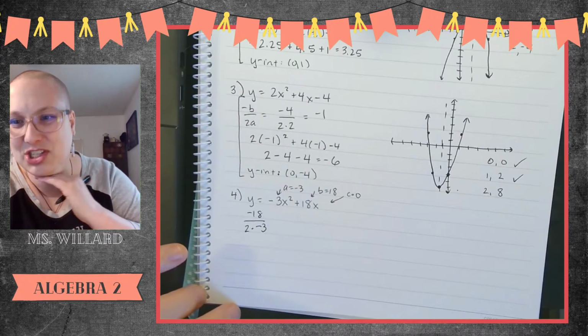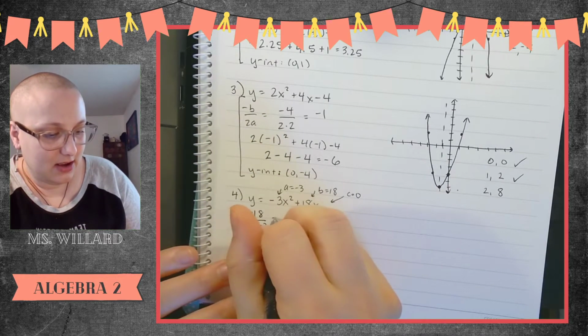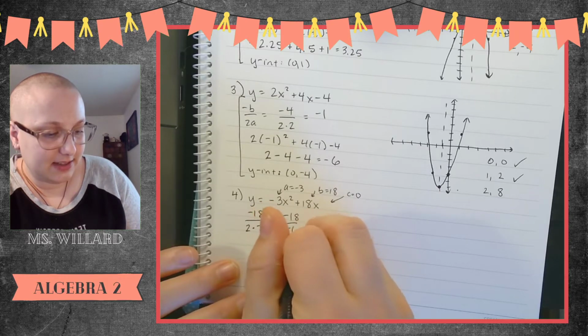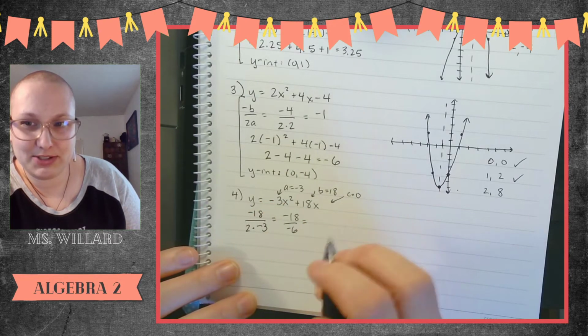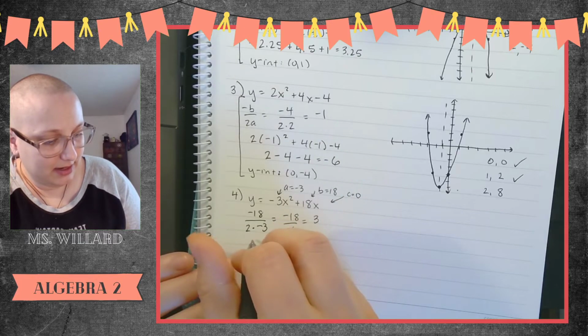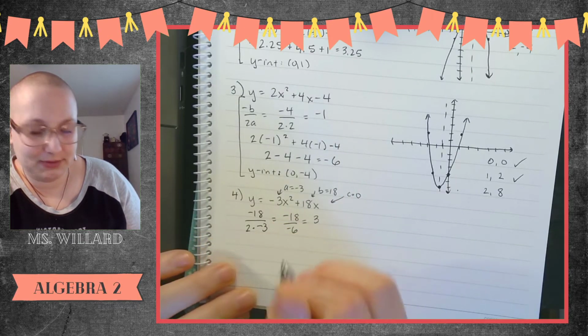Again, you can pause this and just see if you're right at the end. That would be -18 over -6, which is 3. And then I plug in that 3. This might be kind of too gross to graph. We'll see.